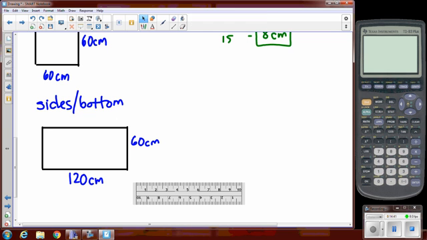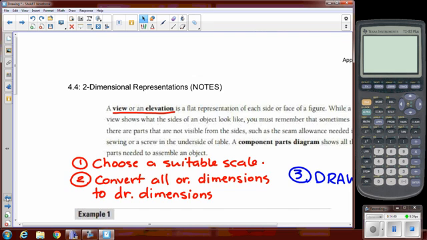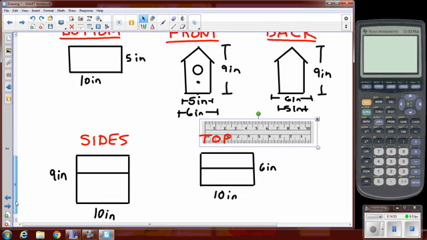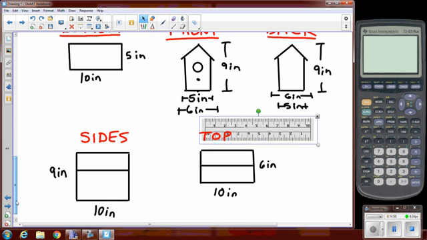So I drew the component pieces. If there's some that are the same, you only have to draw them once. Just like in the birdhouse, when we looked, even though there are 2 sides to this, when I did it, I only had to draw the sides once because we knew that they would look exactly the same. So here we were using our scales to actually come up with some scale drawings based on some 3D shapes.